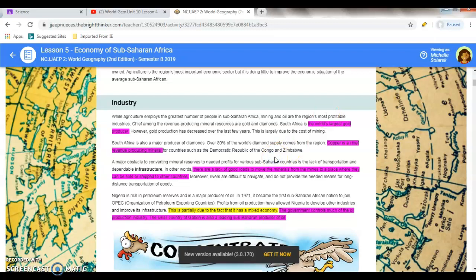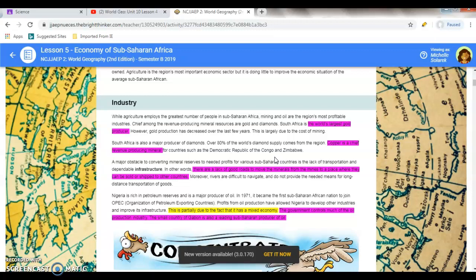For infrastructure, there is a lack of good roads to move the minerals from the mines to the place where they are sold and shipped to other countries, which is a major obstacle. Moreover, rivers are difficult to navigate and do not provide the means for long-distance transportation of goods.